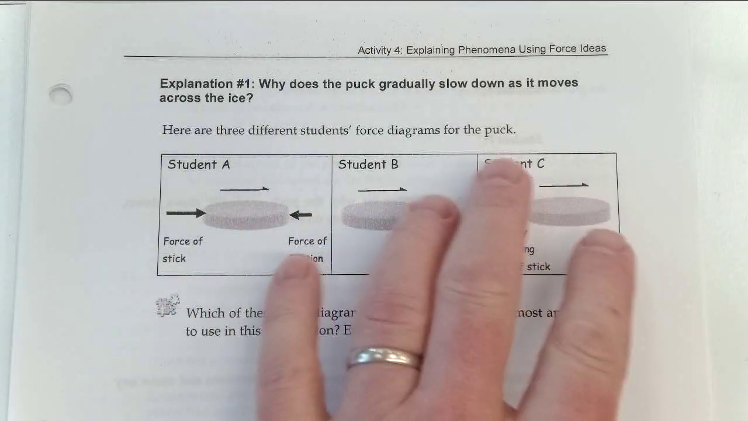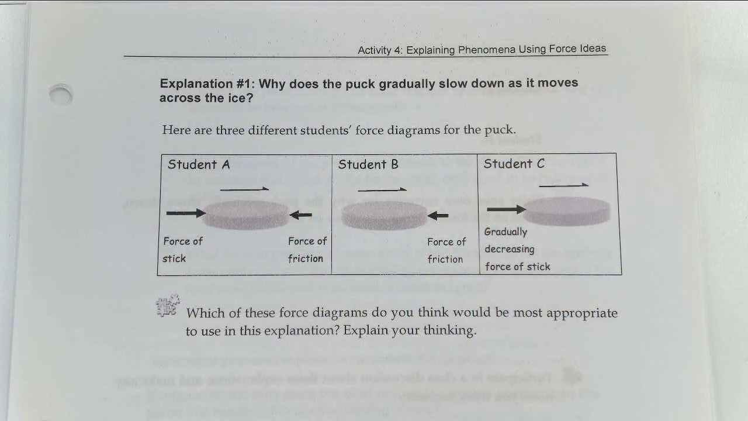They've all got the same motion arrows on there, so that's not really any difference. What's different is the way that they have described the forces. Student A has a force of the stick on the puck and a force of friction. Student B has just a force of friction, and student C has a gradually decreasing force of the stick. Which of these is the most appropriate to use in this explanation?